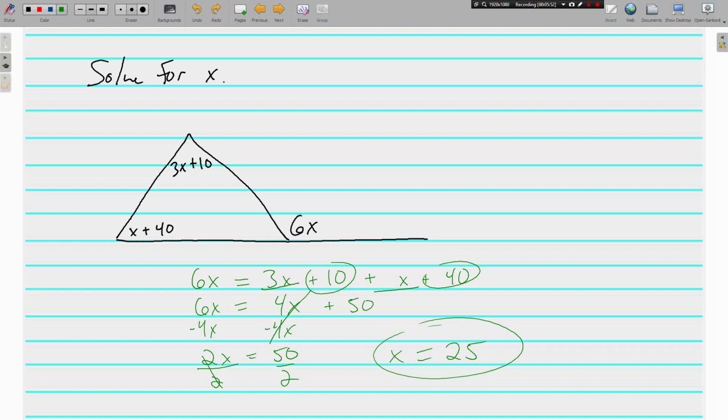The remote interior angles theorem. An angle on the outside of the triangle is equal to the sum of the two angles inside the triangle that are non-adjacent.